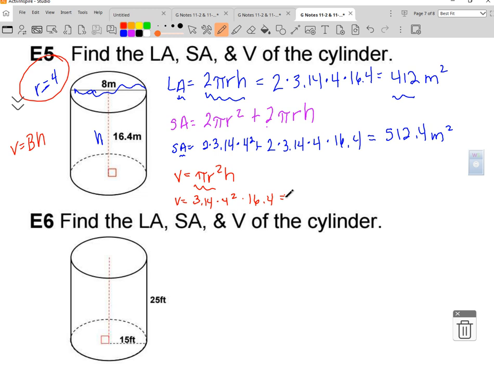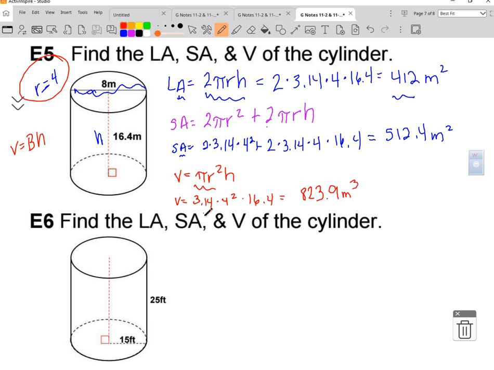So, let's say on our calculator, 3.14 times 4, x squared button, times 16.4, and I got 1611.136. Is that what y'all got? All right, let me clear my calculator out. 3.14 times 4 squared times 16.4. 823.936? Okay, 823.9 then, because we rounded to the tenths place. 823.9, and it's meters cubed.